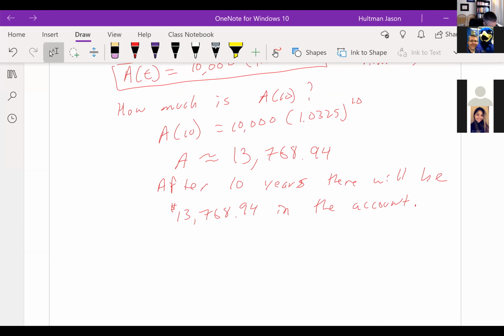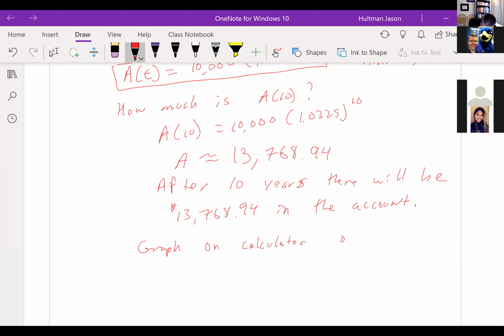And then let's graph this from 0 to 10. Let's see what's happening to this account from 0 to 10. We're going to go on Desmos for this. I might even just do it on the graphing calculator here. Actually, let's just graph on the calculator.